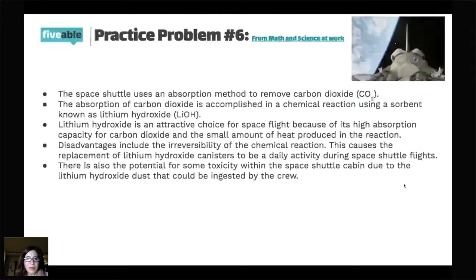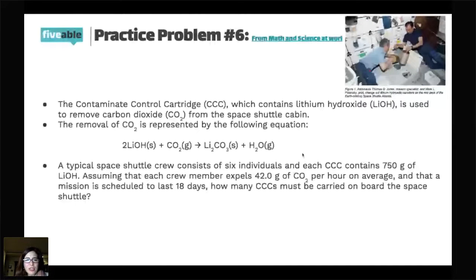Let's go now to the problem. So the CCC, the contaminant control cartridge, which contains the lithium hydroxide, is used to remove carbon dioxide from the space shuttle cabin. We have the equation. Here we have a photo of the astronauts changing these canisters, which has to be done daily.